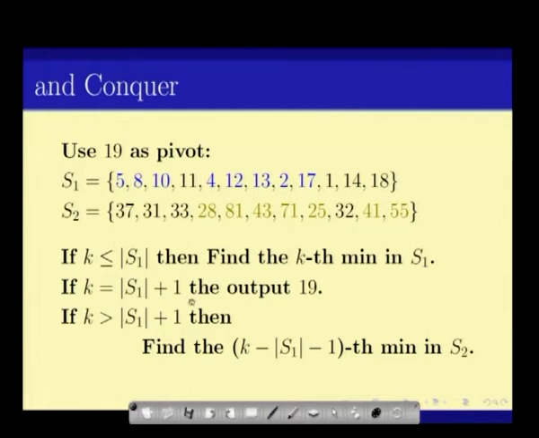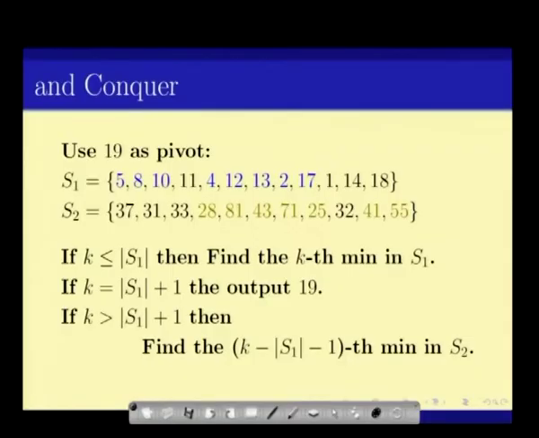If k is S1 plus 1, then we know that we have exactly S1 elements less than 19. So, the S1 plus 1th minimum must be 19 itself. So, if k is S1 plus 1, then the output must be 19, and if k is more than S1 plus 1, then we can forget the set of all elements which are 19 and less than 19, and so we have to find the k minus S1 minus 1 minimum in S2.